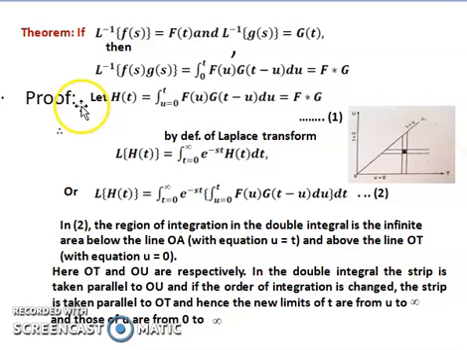Again I repeat the initial proof of the theorem. First of all we suppose that h(t) equals the integration over 0 to t of f(u) g(t minus u) du, the right hand side. इसको हम लोग क्या किए हैं, h(t) सपोज कर लिए.